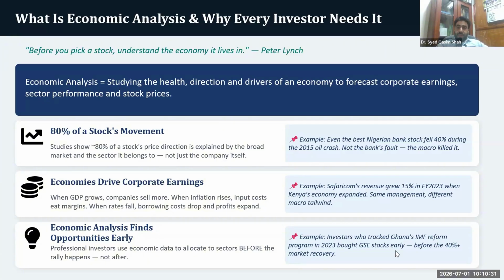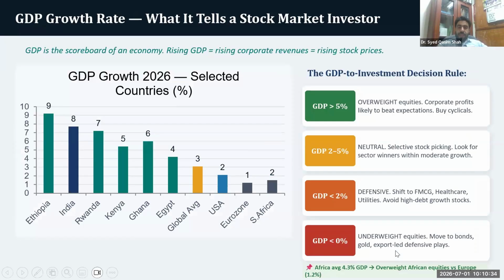Now, this is again a clear picture of how GDP is the scoreboard of an economy. If there is rising GDP, corporate revenues are rising, and ultimately stock prices are rising. This is basically how the economy is linked with stock prices. Ultimately, you are buying stock prices. I just gave you an example of how GDP is linked with your investment, your revenues, and your stock prices. This is a very clear example.